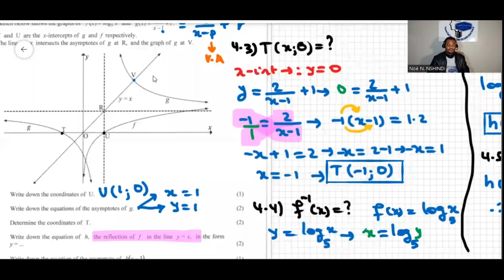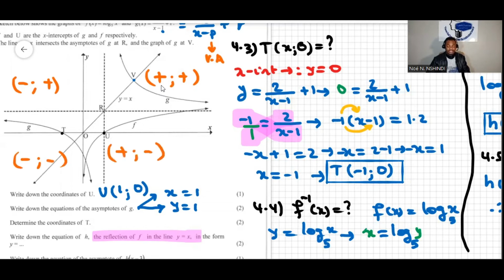V is in the first quadrant. So now in the first quadrant here, x and y are positive. They're both positive. Here, x is negative, y is positive. And then over here, x is negative, y is also negative. And over here, x is positive, y is negative. So this is how it works.